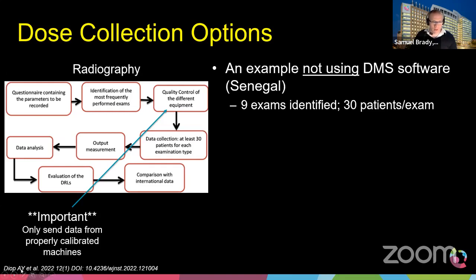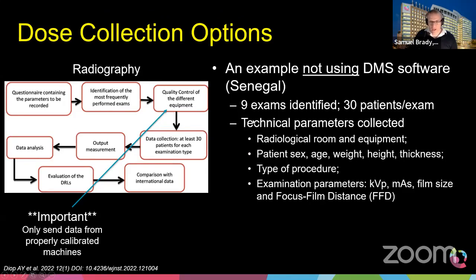Another paper from this group looked at establishing DRLs. This group came from Senegal. And they wanted to establish DRLs for radiography. And so they established this flow chart. They created a questionnaire with the questions necessary. They identified the most frequently performed exams. They established 9 exams, and they went and they petitioned each of the participants to collect 30 patients per exam.